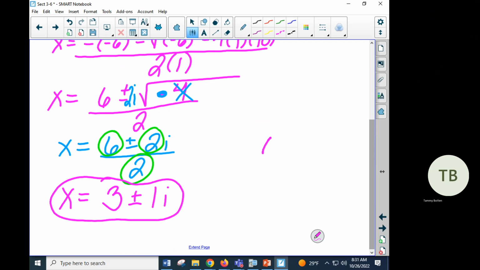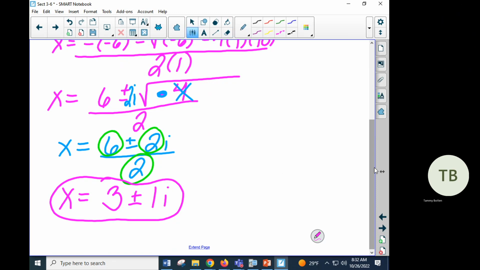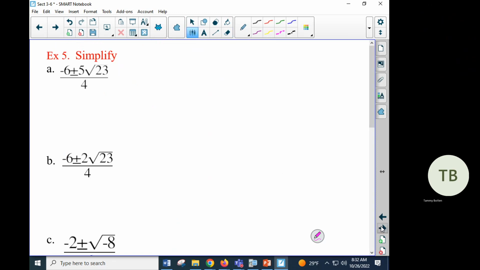But one thing I want to show you, say that you had this. Something has to go into all 3 of these. 2 goes into 6, but 2 does not go into 3. 3 goes into 6, but 3 does not go into 2. So that will happen sometimes where you can't reduce those 3 numbers and you just have to let it be, and that would be your answer. So it's only when something goes into all 3 of those.